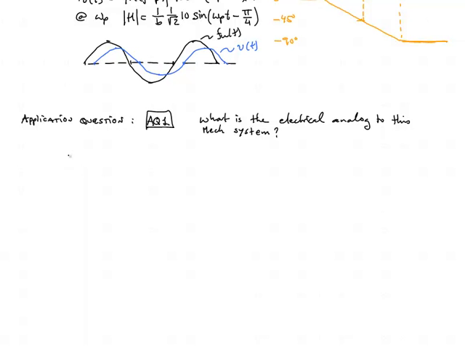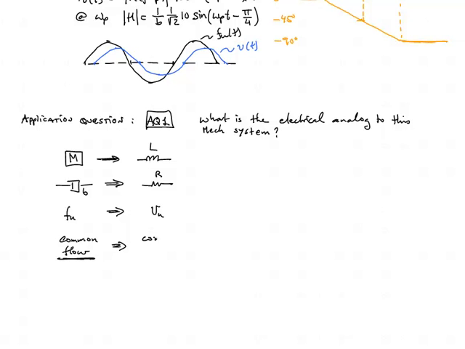So the mass's analog is the inductor, the viscous damper's analog is the resistor, the effort or force source has an analog of a voltage source, and the configuration mechanically is common flow, meaning velocity of the mass is equal to the velocity of the viscous damper, and on the electrical side this translates into common current or series connection, where the current through the inductor is equal to the current through the resistor, so these are in series.